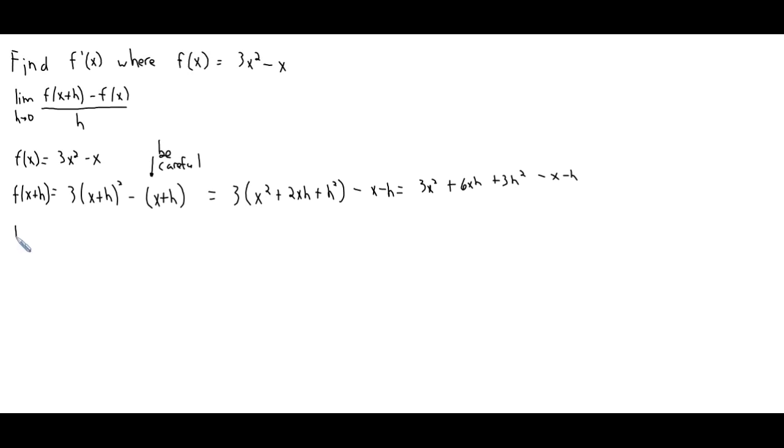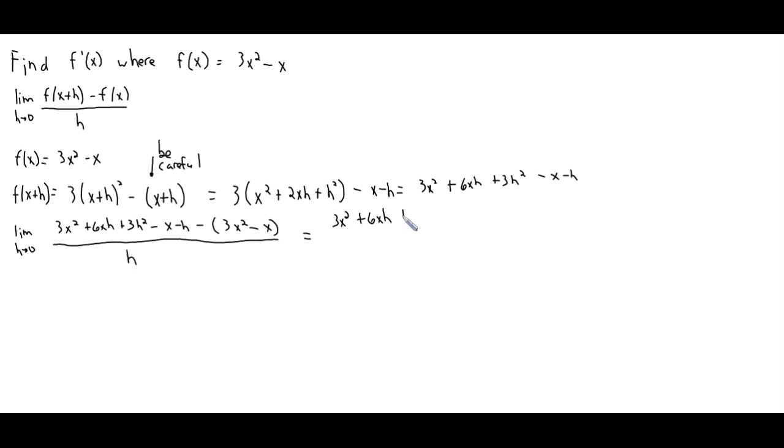And now we plug everything in. So f of x plus h, we put 3x squared plus 6xh plus 3h squared minus x minus h, minus f of x, which is minus 3x squared minus x. And now again, remember your parentheses. You got to be careful there because a lot of times people forget to distribute the negative, and so don't make that mistake. And all of that divided by h. And now we distribute the negative, and we get 3x squared plus 6xh plus 3h squared minus x minus h minus 3x squared plus x, all divided by h.